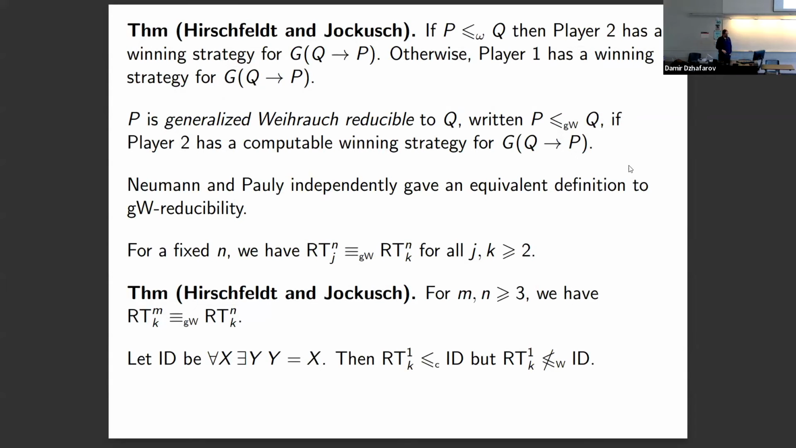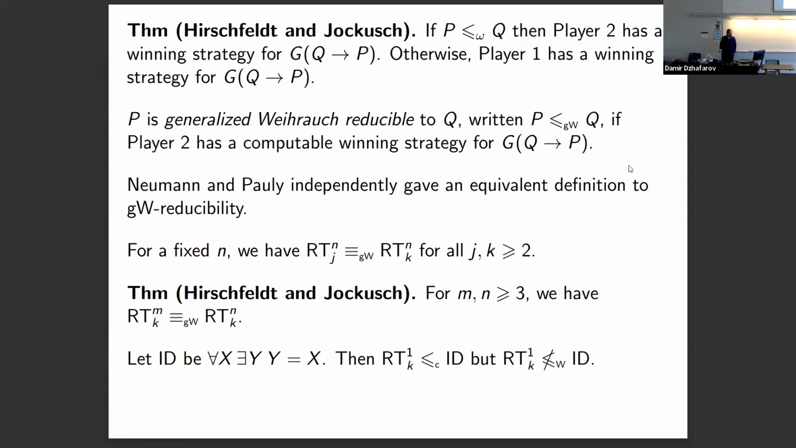Now, let me give another example here. It's a stupid principle, but as a problem it's at least something to think about: the ID problem, the problem where an instance is X and a solution is X, right? It's not very interesting, but it's interesting to compare it to other things. It's the identity problem. So RT^1_k, Ramsey's theorem for singletons with k colors, is of course computably reducible to that, because it always has computable solutions, but it's not Wadge reducible to it.